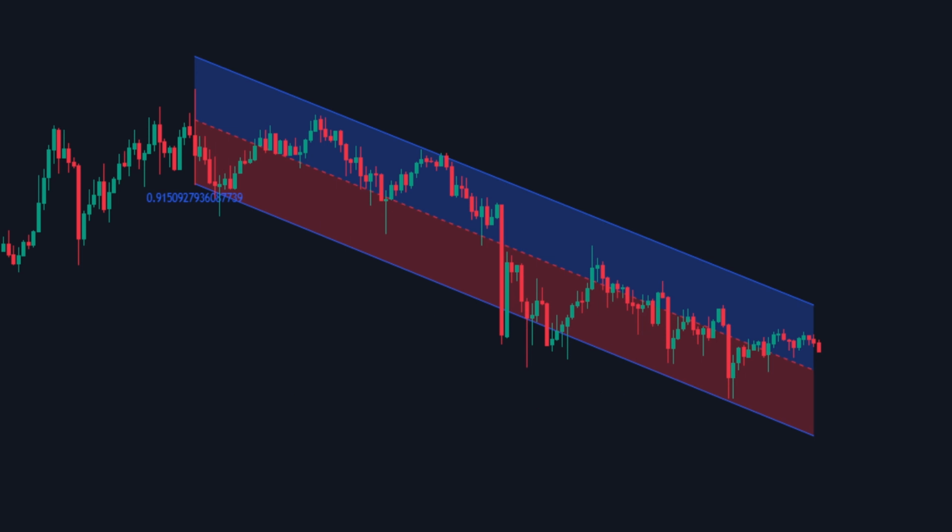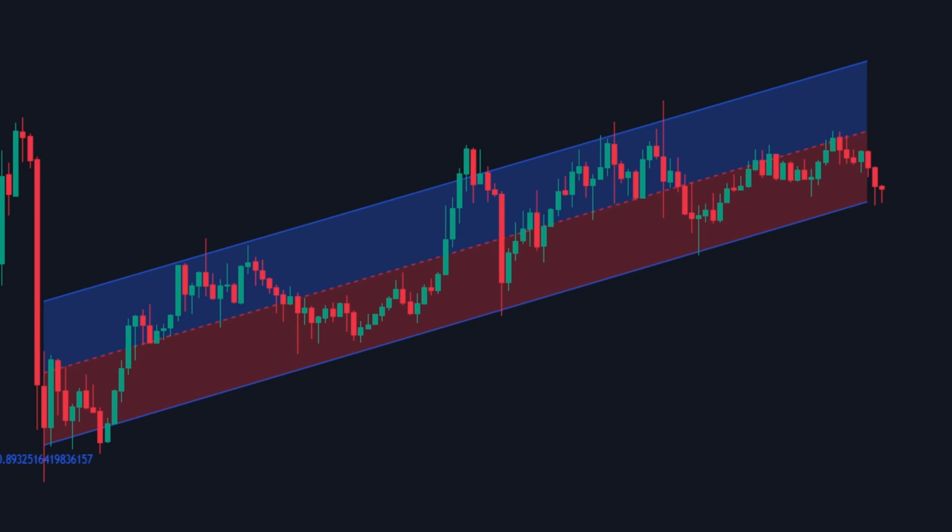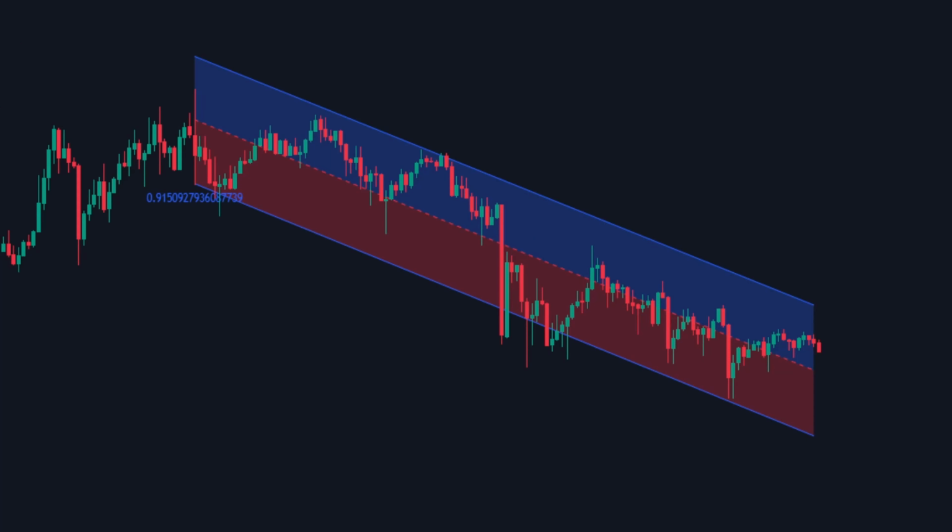The great thing about the linear regression line is that it shows you the trend that the market is in. If the line is horizontal, it means the market is moving sideways. If it's leaning upwards, then we are in an uptrend, and if it's leaning downwards, we are in a downtrend. The standard deviation is not something that you need to worry about. The most important thing you need to know is that the lines are calculated so that around 68% of the price action will fall between them.